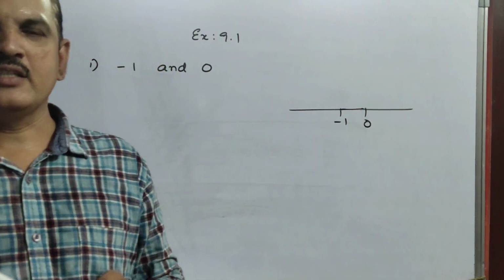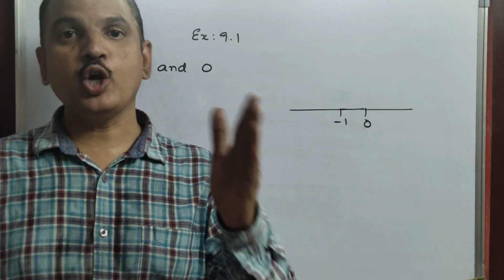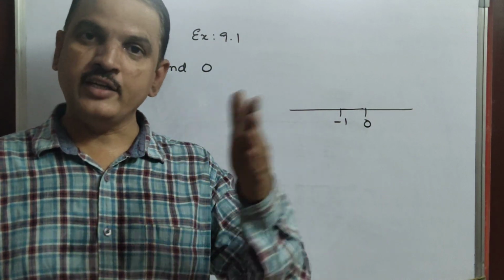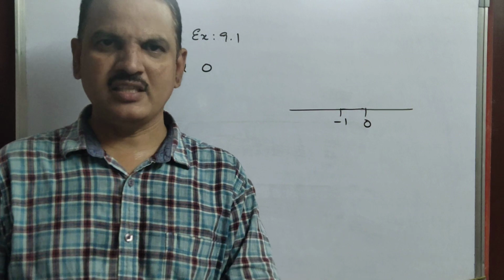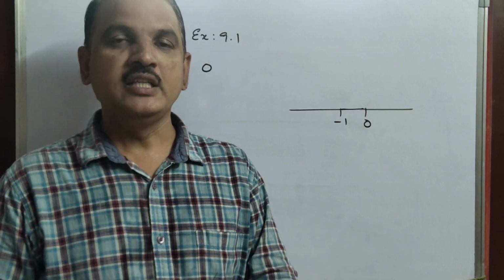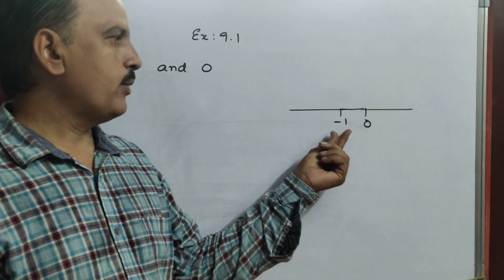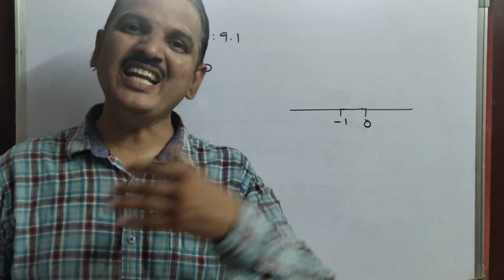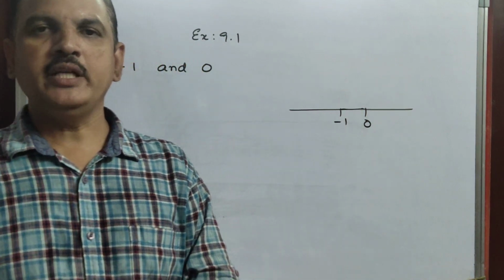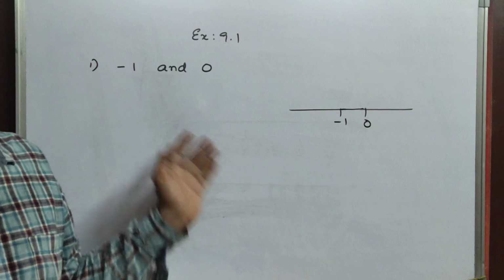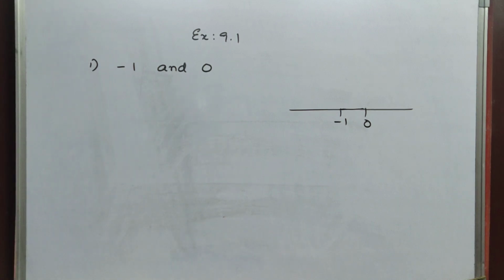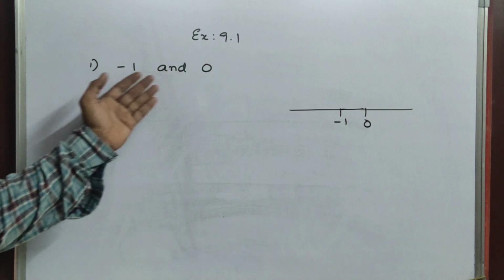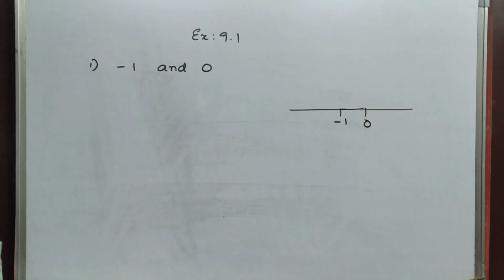As you all know, there are many numbers between 0 and 1, 1 and 2 and so on, like decimals or fractions, whatever it may be. Similarly, between 0 and minus 1 also we have many numbers. In that, it is asking for 5 rational numbers for us. That means it says to list 5 rational numbers between minus 1 and 0.